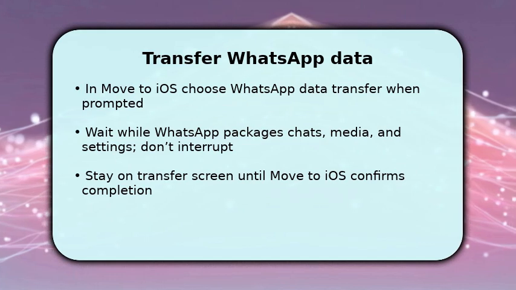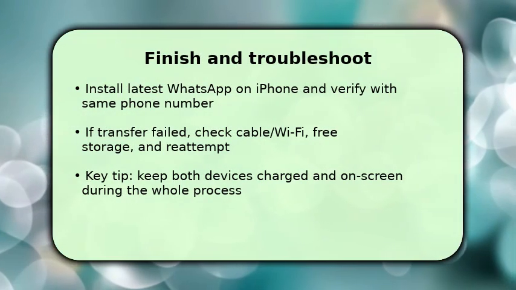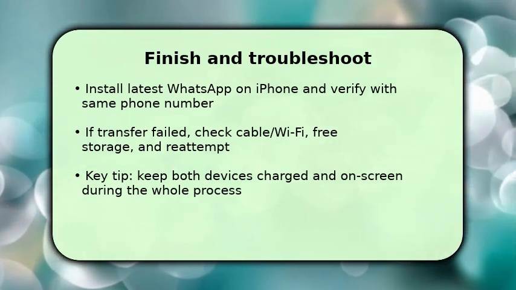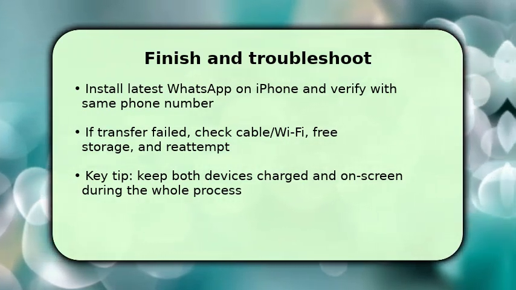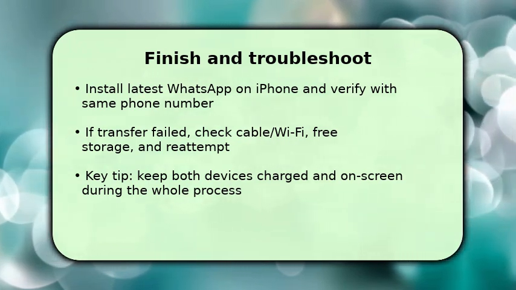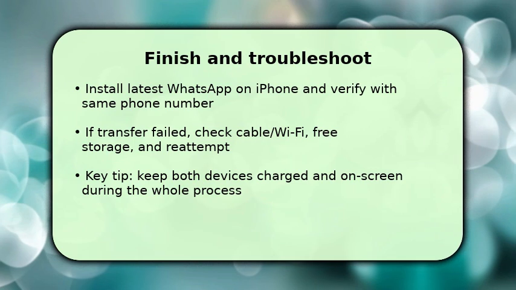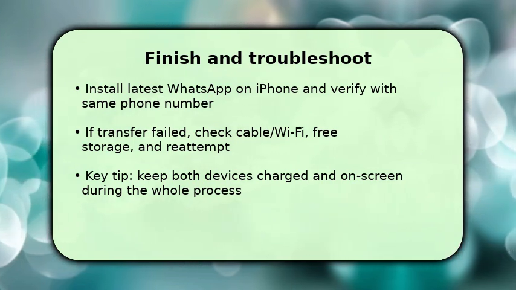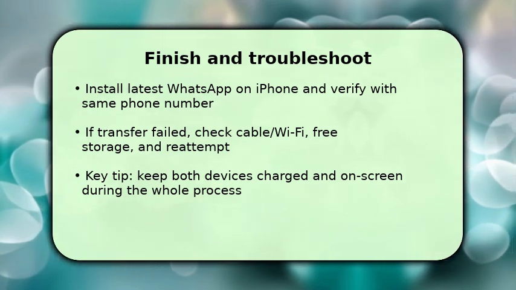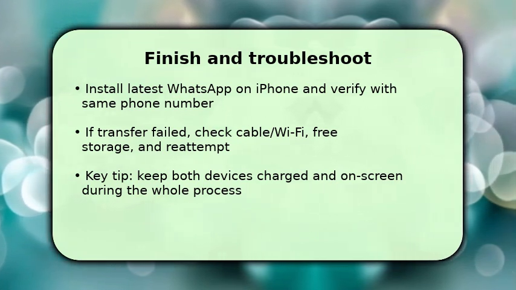Finish by installing WhatsApp from the App Store on the iPhone and verify with the same phone number used on Android. When prompted, tap Start to import the transferred data. If you don't see chats, make sure you completed the Move to iOS sequence, then reinstall WhatsApp and repeat verification. Also check free storage and network stability. If transfer fails, retry with a direct cable connection or restart both devices. One key troubleshooting tip: keep both phones charged and the screens active throughout the entire process.